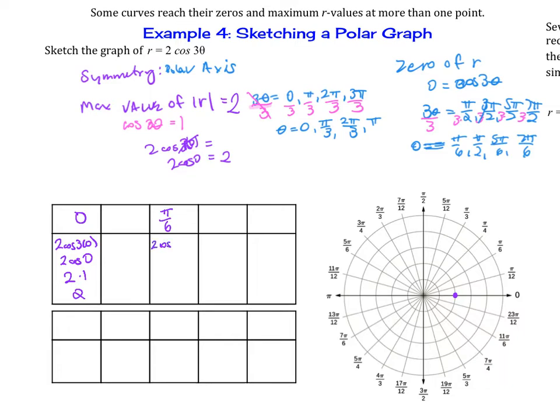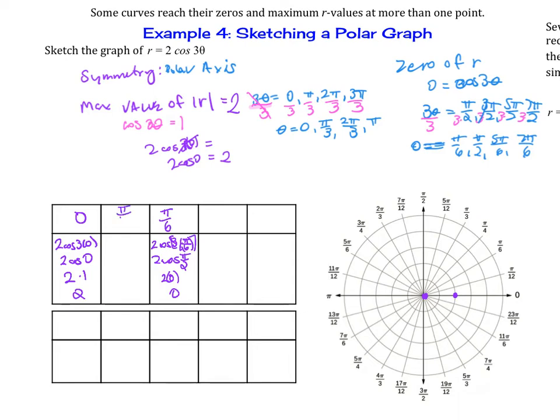2 cosine of 3 times pi over 6. So notice what happens here is I have to do this operation first. So really I'm looking at 2 cosine of pi over 2. And remember that cosine of pi over 2 is 0. So I'm looking at 0. At pi over 6, I'm at 0. So that doesn't really help me with the curve a little bit. And so sometimes you have to go a little bit less than pi over 6.